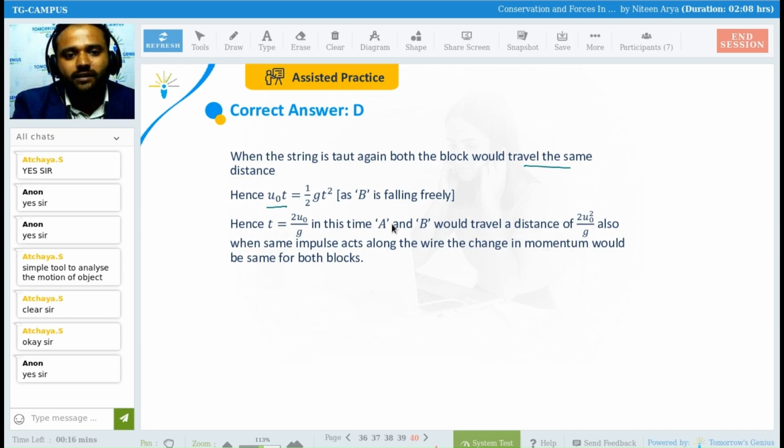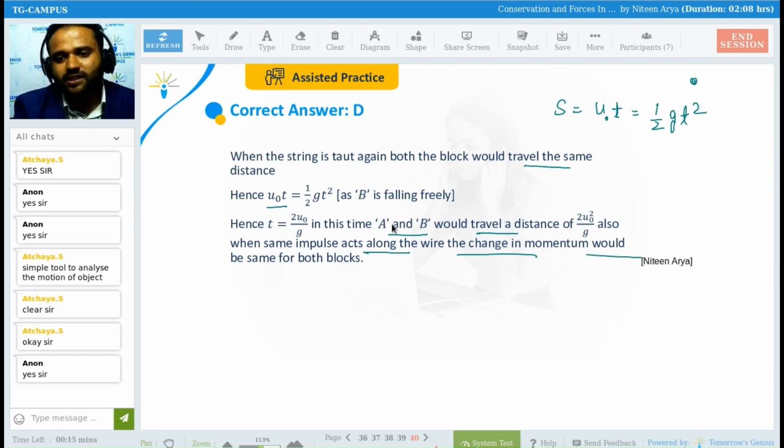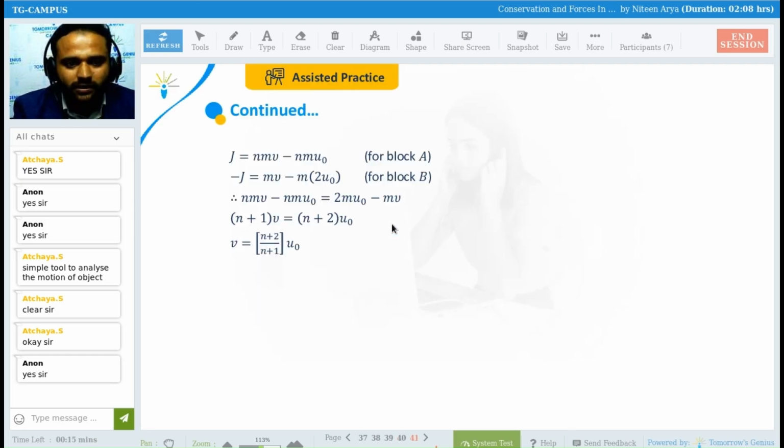In the free fall case, s equals u naught p, and at that peak point the initial velocity is going to be 0, so that is half g t square. So from here t equals 2 u naught upon g. In this time, A and B would travel a distance of 2 u naught square upon g along the wire. Change in the momentum of both the block.